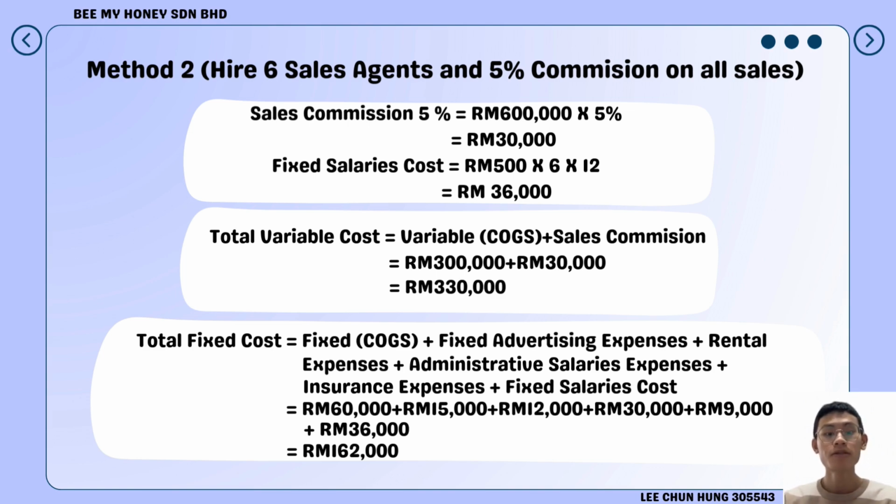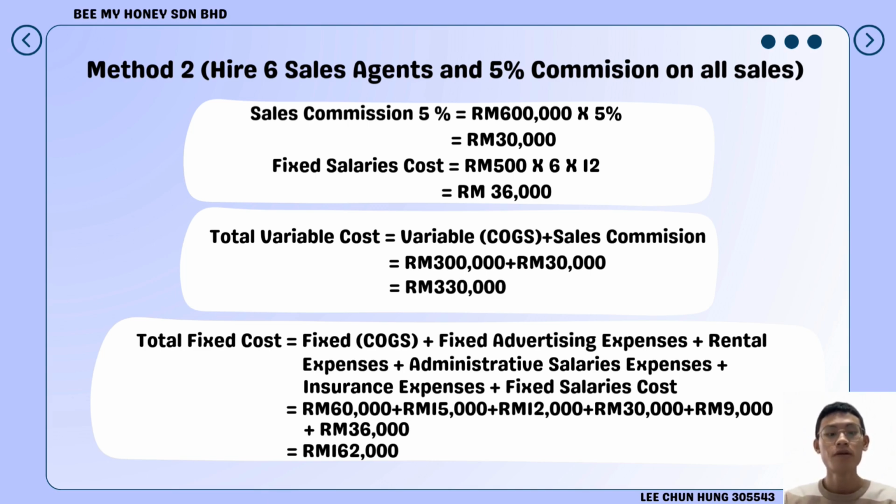For the fixed salary cost, according to question 5, there are 6 employees and each employee will get 500 for the month. So we use 500 multiplied by 6 employees and 12 months. To get the total variable cost, we use variable COGS plus sales commission. So we will get the answer, 330,000.